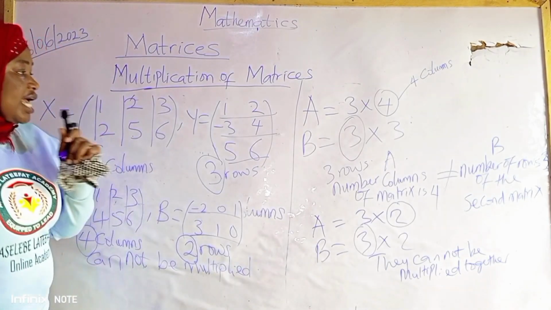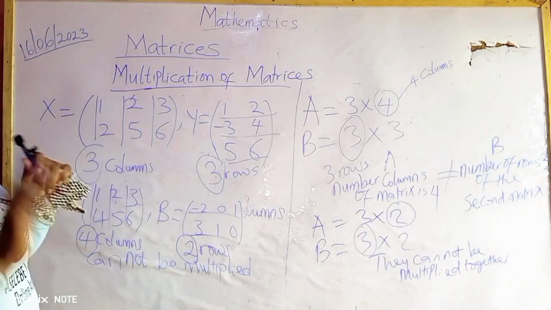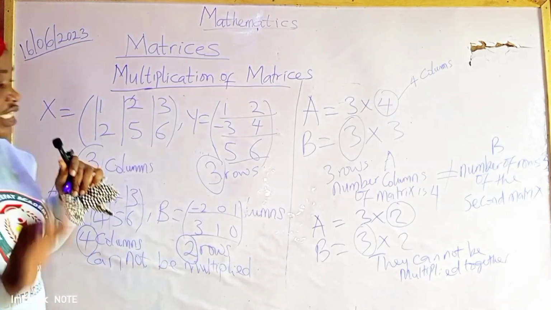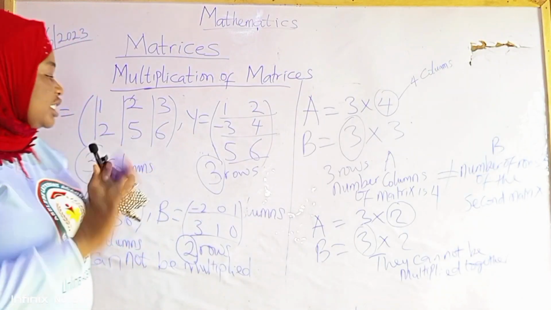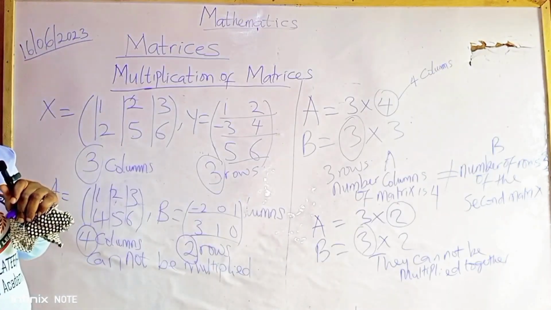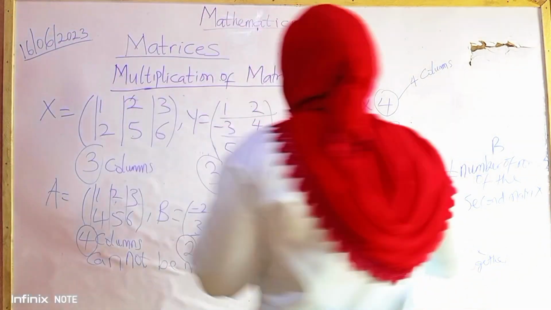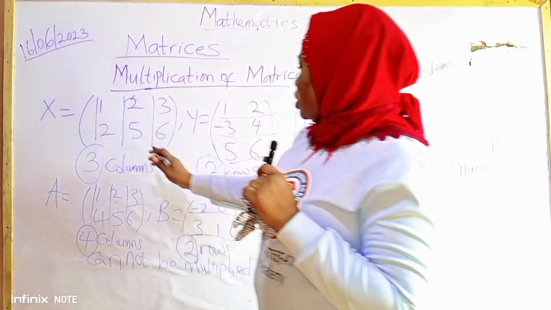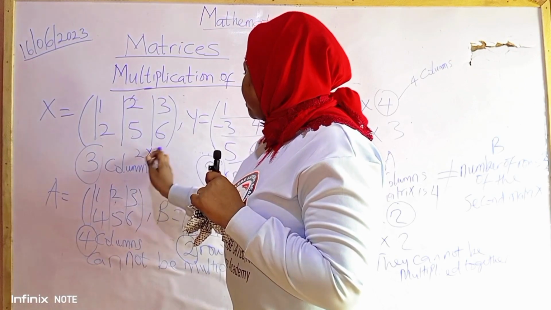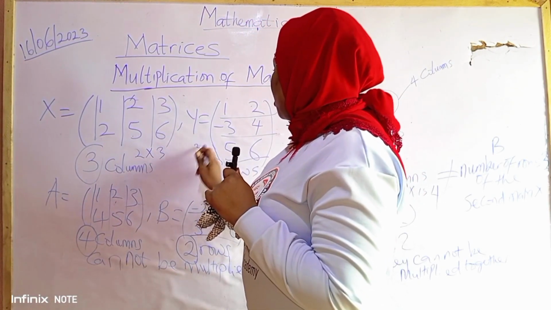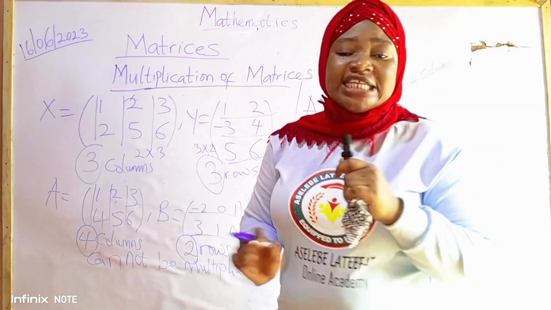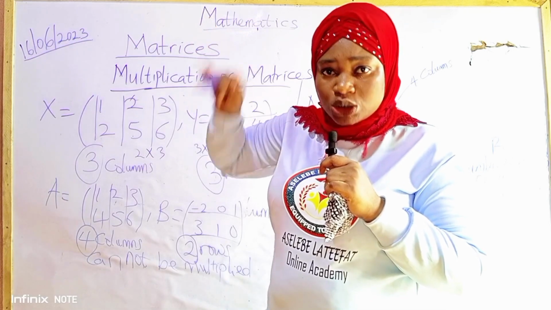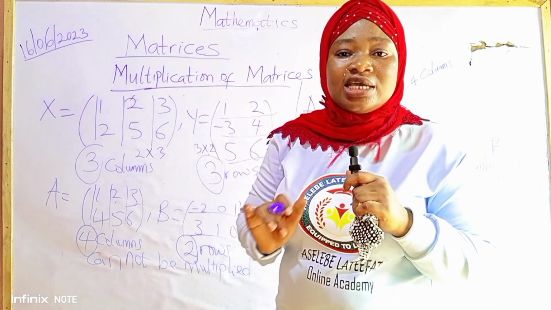So is it understood? Now, let's talk about how to perform the multiplication of matrices. After checking whether we can multiply them, let's know how to multiply them. Another thing you have to know, after knowing that you can multiply them together, is that this is order 2 by 3 and this is order 3 by 2. So you can quickly know the order of the result. After the multiplication, we want to know the order our answer is going to be.